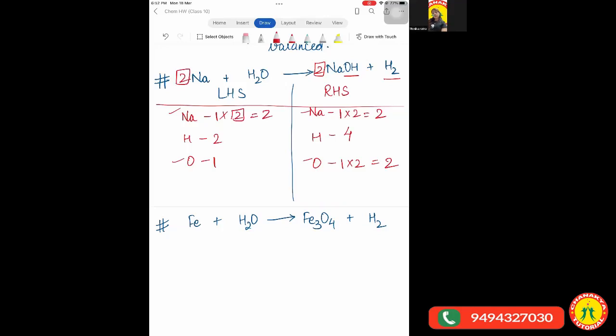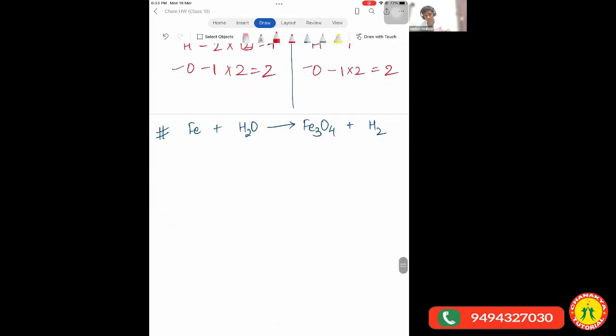Hydrogen, we have 4 on the RHS and on the LHS we have just 2. So we are going to multiply the hydrogen by 2. As soon as we multiply the hydrogen by 2, oxygen automatically gets multiplied by 2 and the equation gets balanced. Am I making it clear to everyone? Yes. Okay, so Aryan has already given the answer for this particular part. Is there anyone who has a doubt? Aman, do you have a doubt in this one?